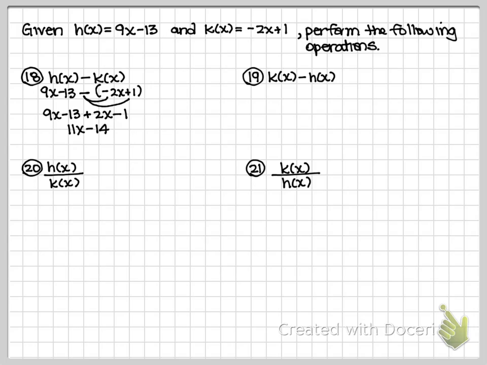So that's h of x minus k of x. Okay, let's test the other one, k of x minus h of x. So negative 2x plus 1 minus parentheses. All of the second function, 9x minus 13, is going to be subtracted. Distribute, drop down. Negative 11x plus 14. Let's look.